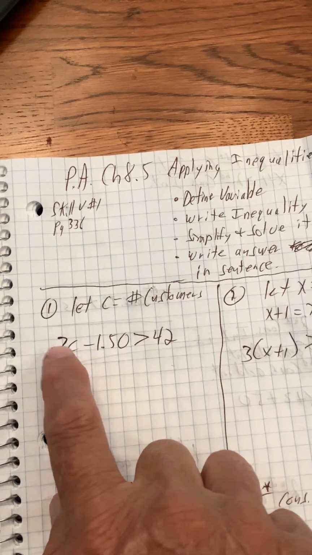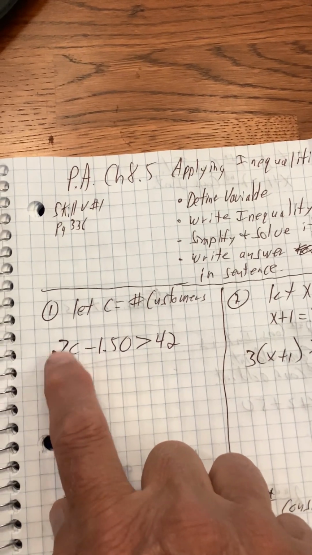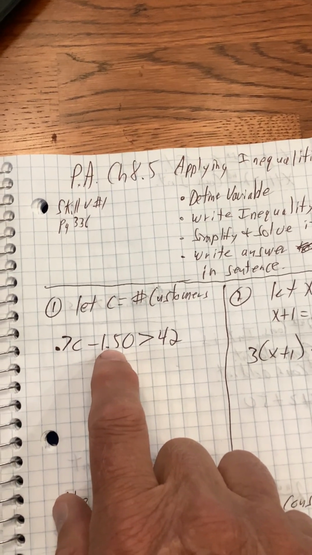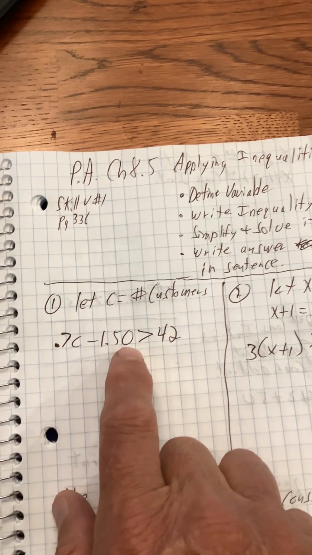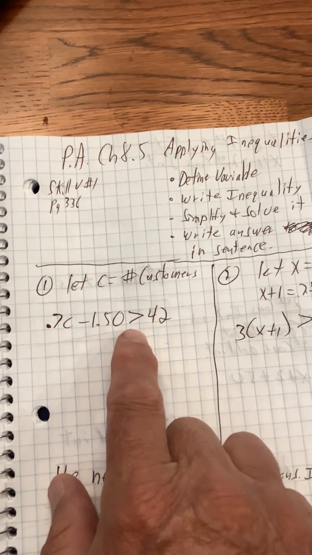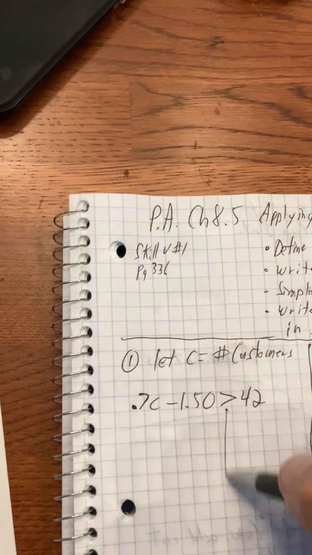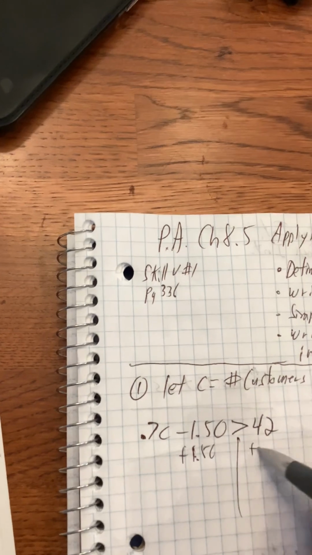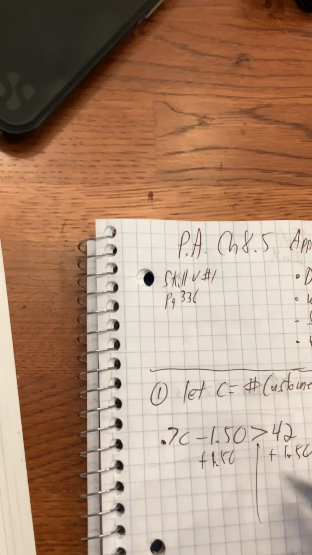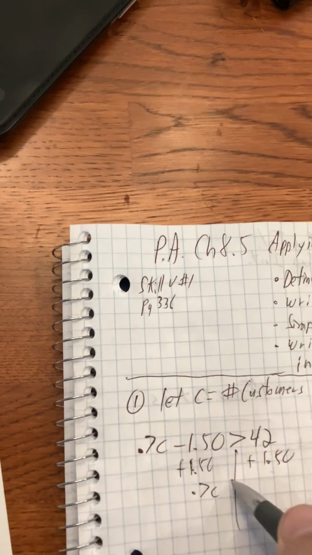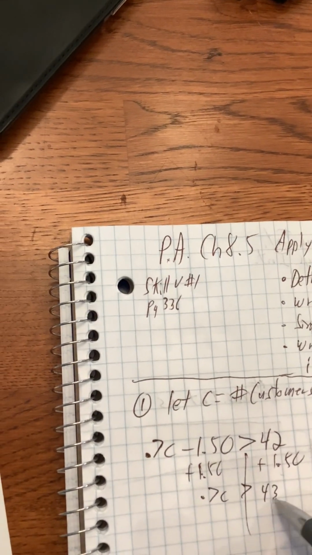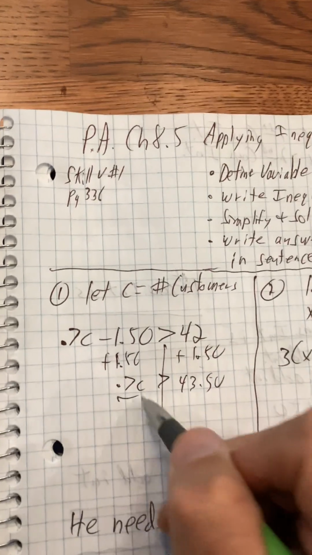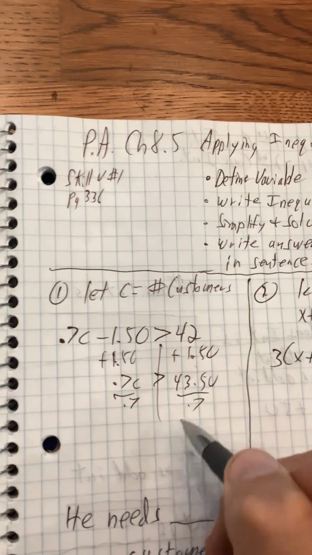So he makes 70 cents on each customer. And then he has to spend $1.50 on rubber bands each week. So that's minus that. So there's your inequality. And now let's just solve. So add 150 to both sides. So that's 43.50. And then divide both sides by 0.7.